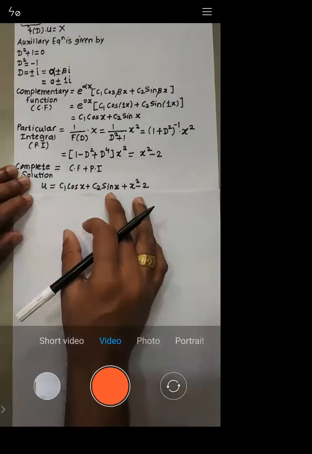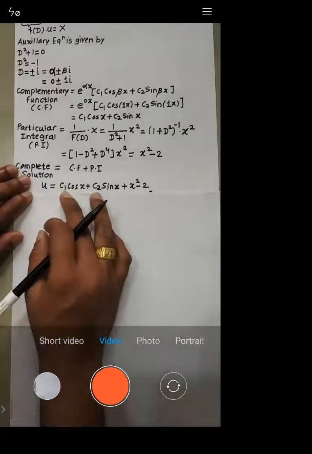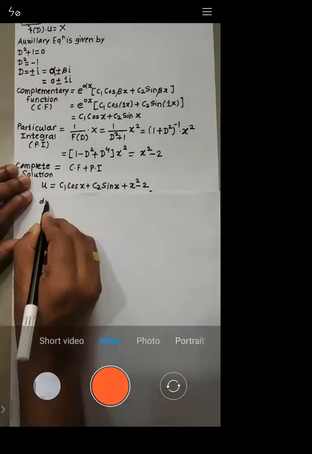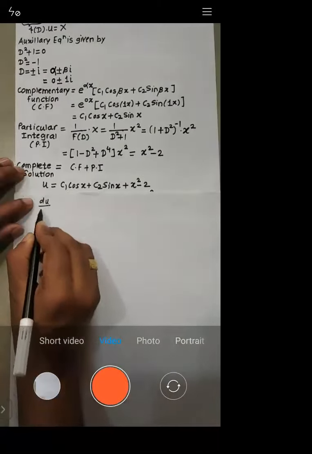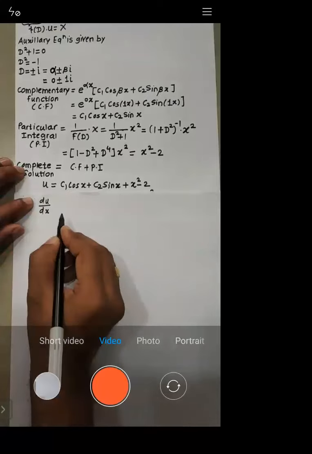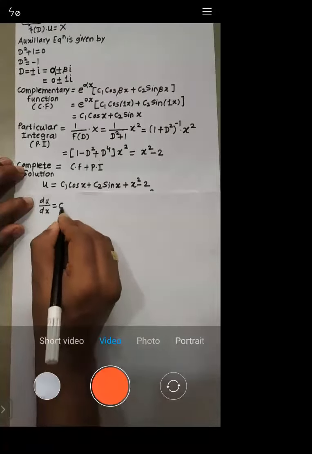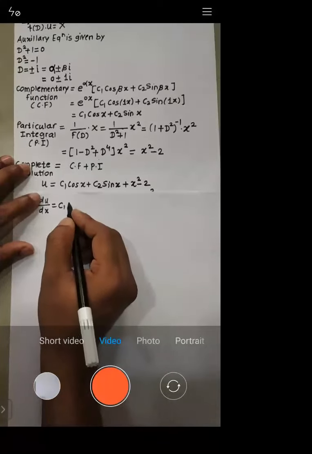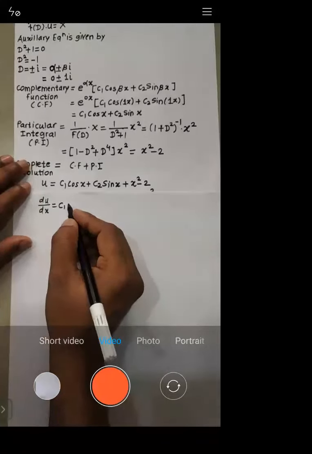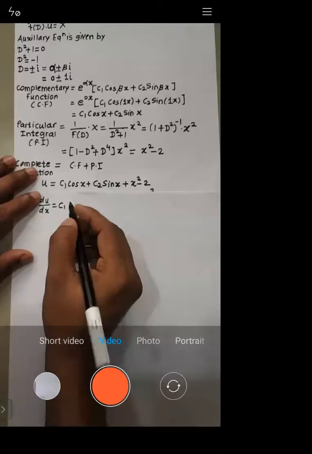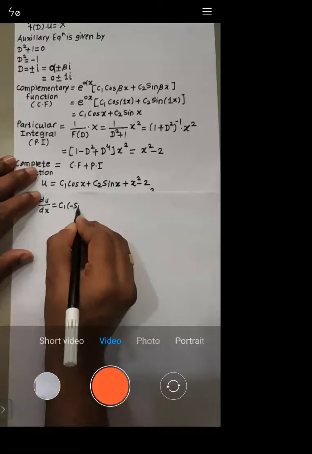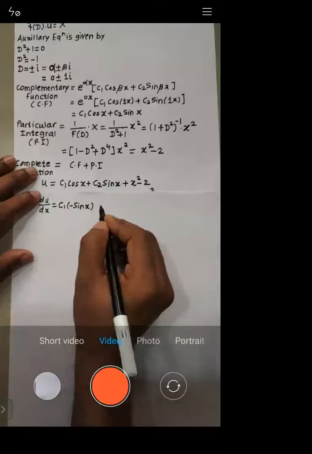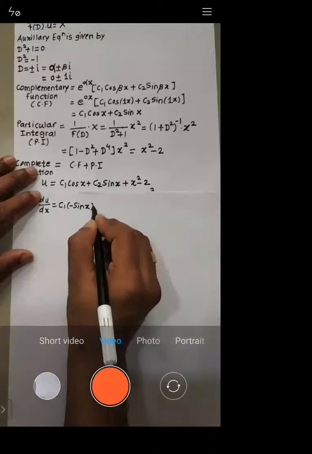Okay, now let me get your answer. What did you get? Okay, now see du by dx. Let me calculate this. Du by dx. What is du by dx? Tell me. C1 into, what is the derivative of cos x? Tell me, what is the derivative of cos x? Minus sin x. Right?